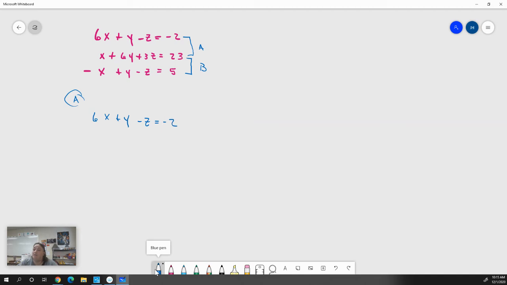I always put a line in my z so you could tell the difference between that and my 2's because they look fairly similar. Then 6y plus 3z equals 23. Right, that's my first set. And then I've got my B's over here, which are x plus 6y plus 3z equals 23.